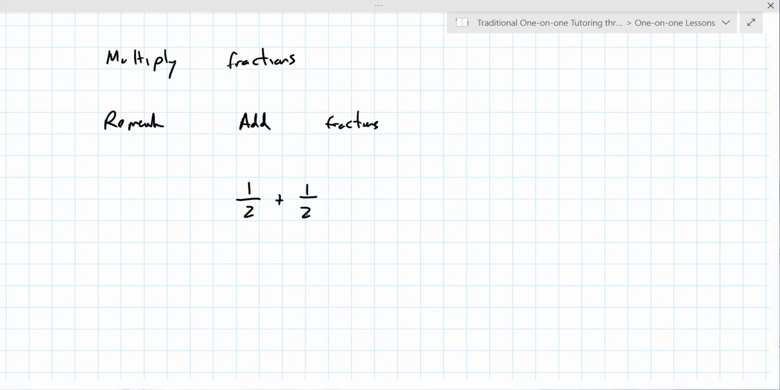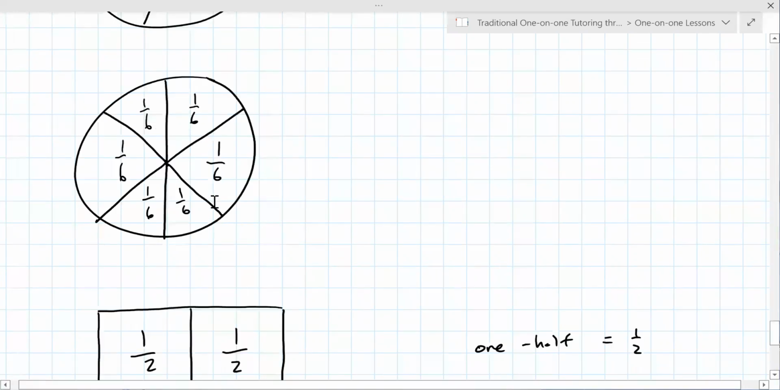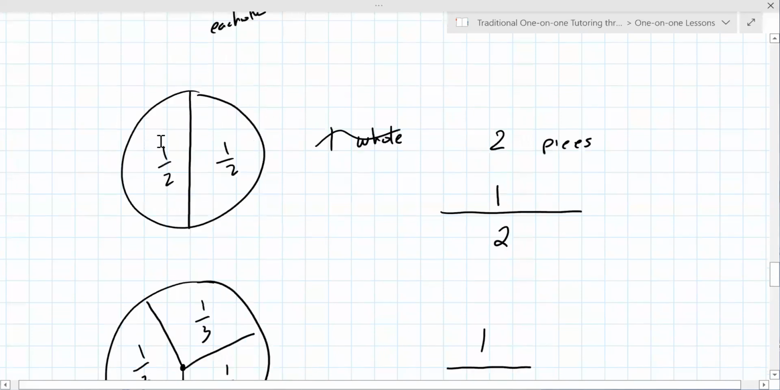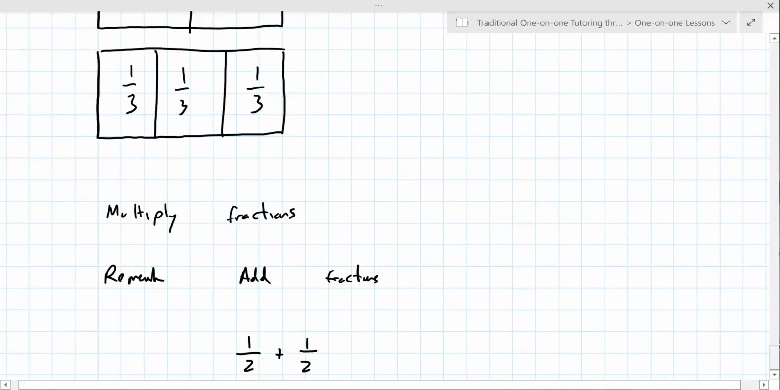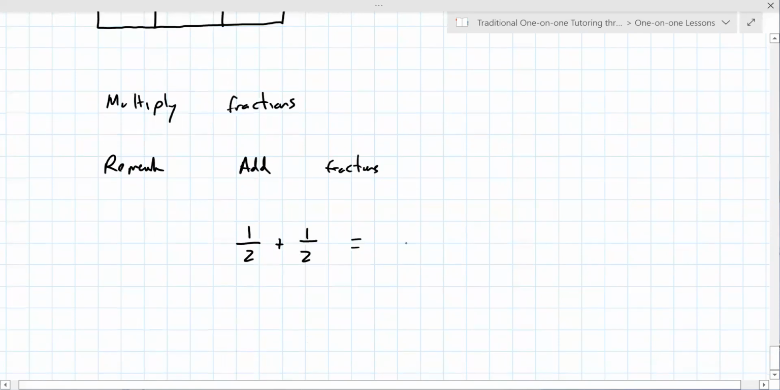I don't know. Okay, let's go back to our very first. What is 1/2 plus 1/2? It's a whole. It's the whole pizza, right? Yeah. Okay. So 1/2 plus 1/2 ends up equaling 1. But how do we get that?